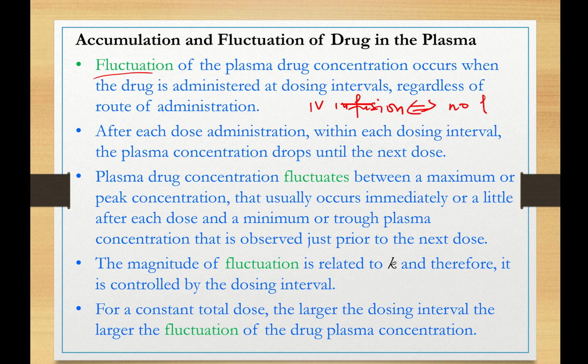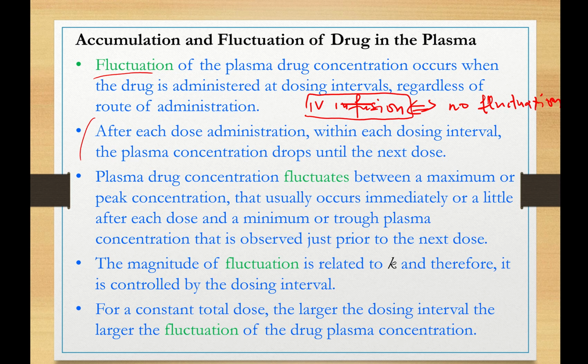No fluctuation, because it's a continuous infusion. There are no dosing intervals, okay? And this is the ideal way to administer drugs that are very potent and have a very narrow therapeutic window. Now, after each dose administration, within each dosing interval, the plasma concentration drops until the next dose.